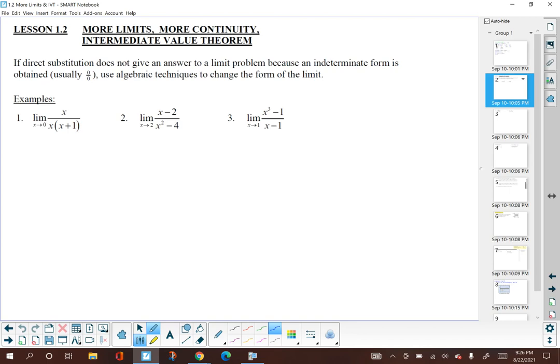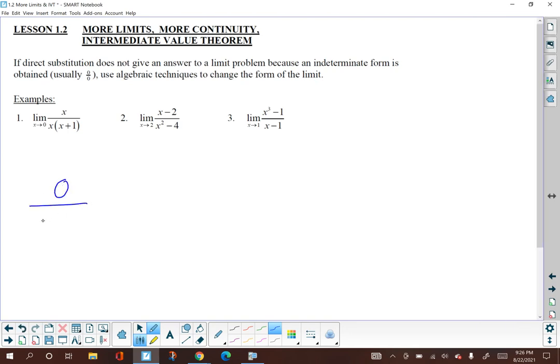Here are 3 examples to start with. The limit as x approaches 0 of x over x times (x plus 1). If you tried direct substitution, you would end up with a 0 over 0 times (0 plus 1). And so we call that a 0 over 0 form. And it's undefined because you can't divide by 0. So if we try direct substitution on this limit, we end up with this undefined indeterminate amount.